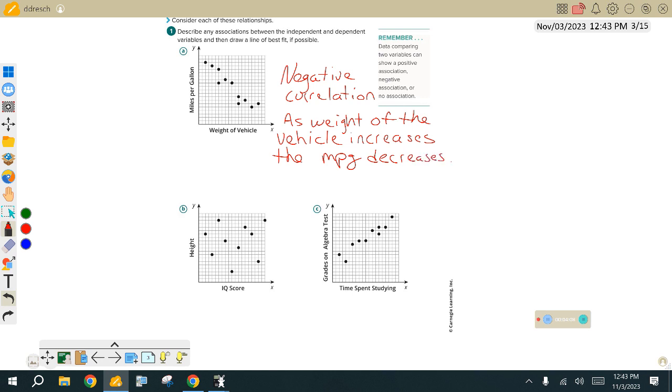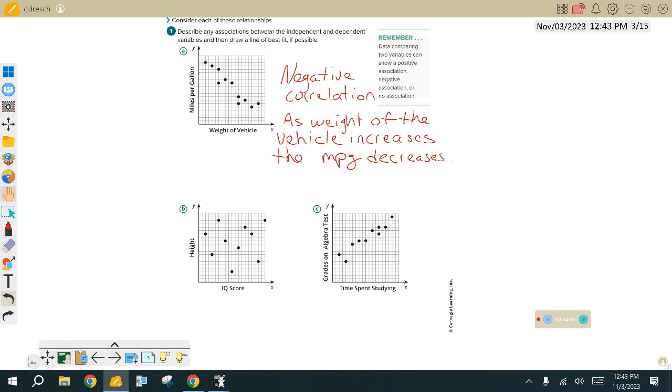Right, so as the weight of the vehicle increases, what's happening to that MPG? It's going down, right? So here's the weight of the vehicle. This is a light vehicle right here, right up here, that's a light vehicle. And the heavier the vehicle gets, it's decreasing, okay? Yep, just gotta take a second to think about that.